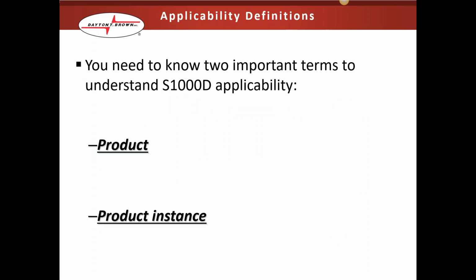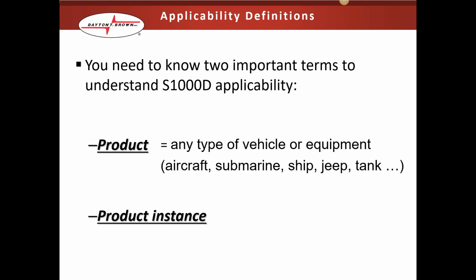So here are two terms that I need everyone to fully understand before we can go forward. And these two terms are product and product instance. This is the premise on which we developed the applicability model, okay? So a product is any type of vehicle or equipment, and I don't care what it is. It's an aircraft, a submarine, a ship, a tank, a Jeep, an oil rig, anything you can think of.